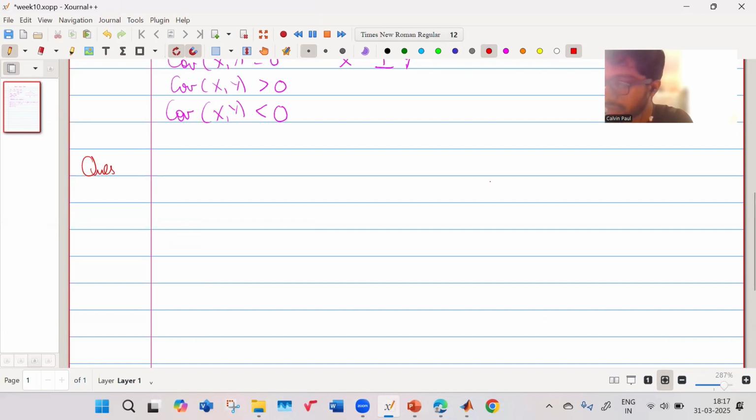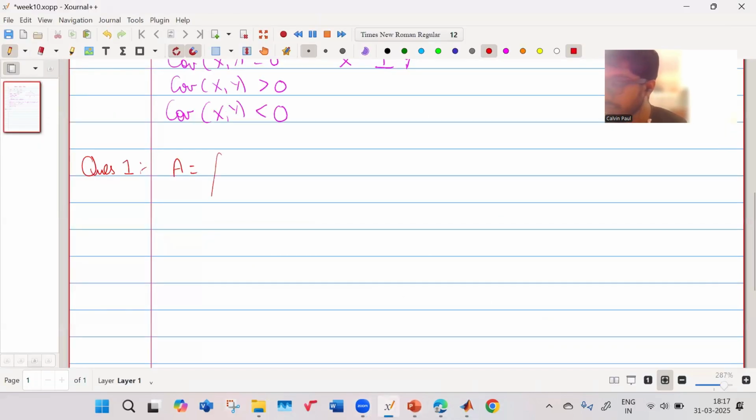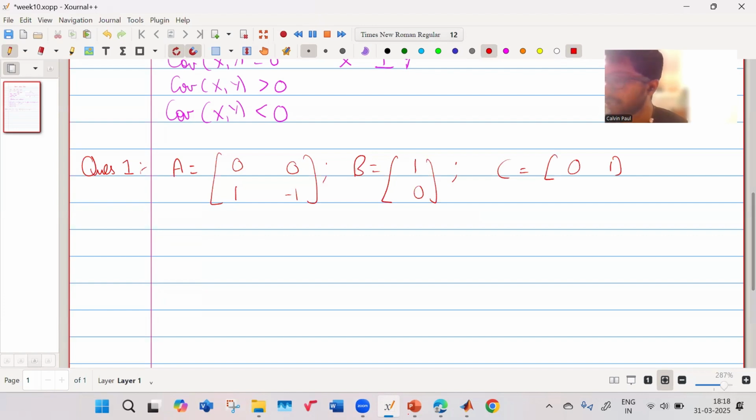Question one. What is the A matrix? The A matrix is [0, 0; 1, -1]. The B matrix is [1; 0]. The C matrix is [0, 1]. This is for the system x dot of t equals A x of t plus B u of t, and y of t equals C x of t plus w of t.